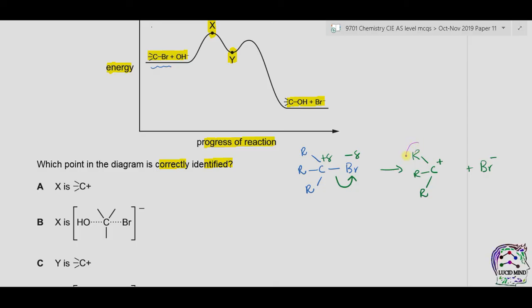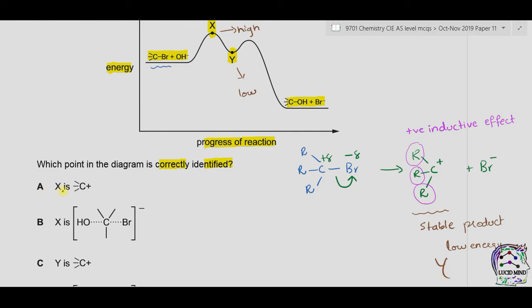Now this tertiary carbocation is stable because there are 3 alkyl groups directly attached, and because of the positive inductive effect it stabilizes the carbocation. Now this carbocation is a stable product. Now the stable product must have low energy. In the diagram we have X at high energy and Y at low energy. So therefore this product should be Y.